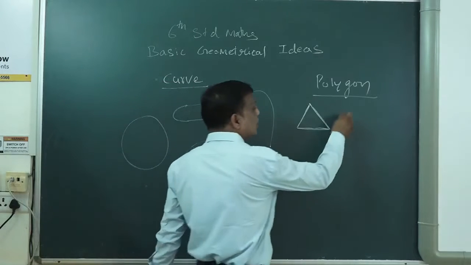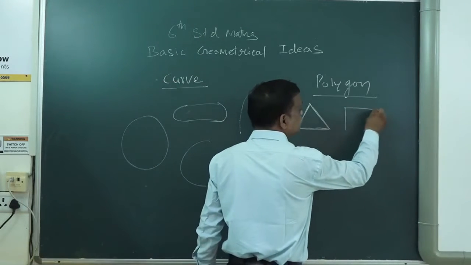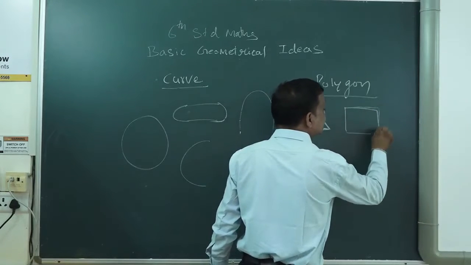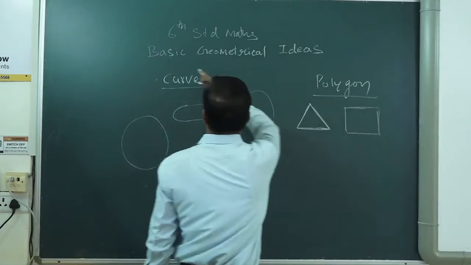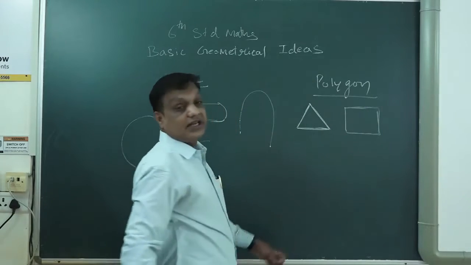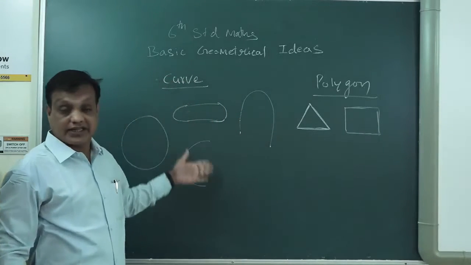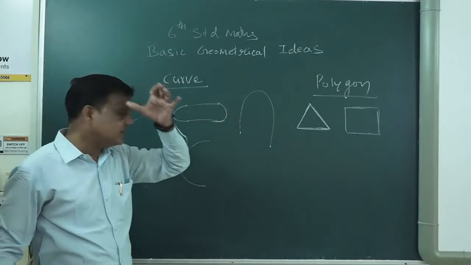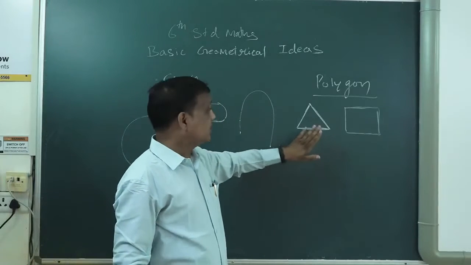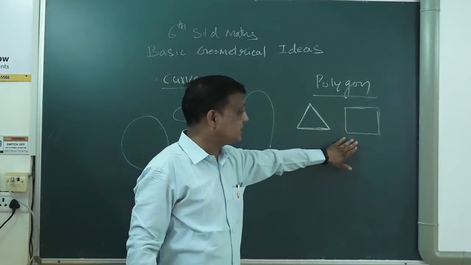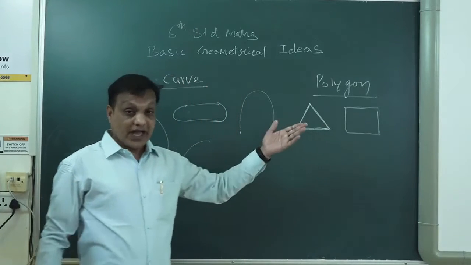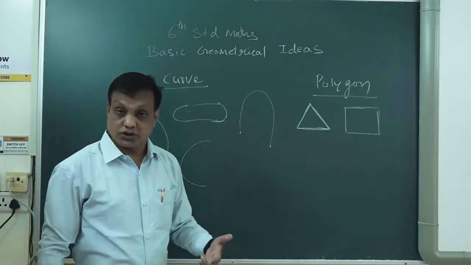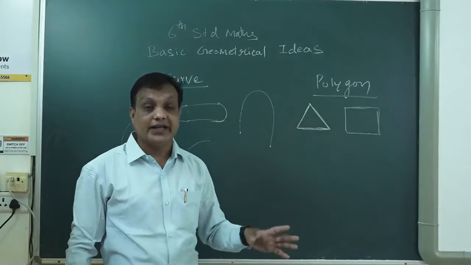The second polygon is a square. These are the basic geometrical figures, or we can say basic geometrical ideas. The starting points we took are the important ones. The next important ones are curves and polygons. Polygon means entirely made by line segments. The first polygon is a triangle, the second one is a square. Again, if you go on, pentagon is there, hexagon is there, septagon is there. So many gons, all made by line segments.